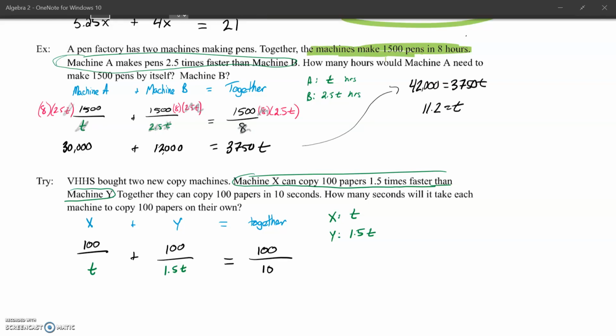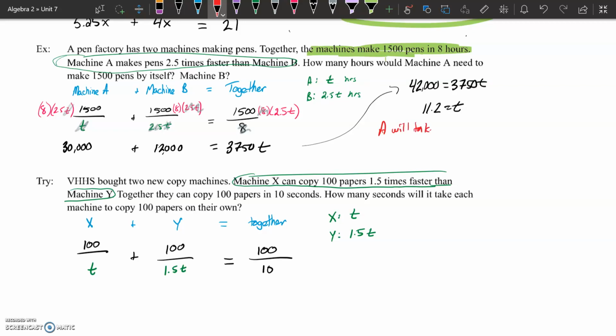So hopefully in this example you got to 11.2T, but make sure that you answer the full question. It's asking us to find out how many hours machine A would need to make 1,500 pens by itself. Since we said machine A was T hours, getting this answer means machine A will take 11.2 hours. For machine B then, I have 2.5 times the 11.2. That means machine B will take about 28 hours.